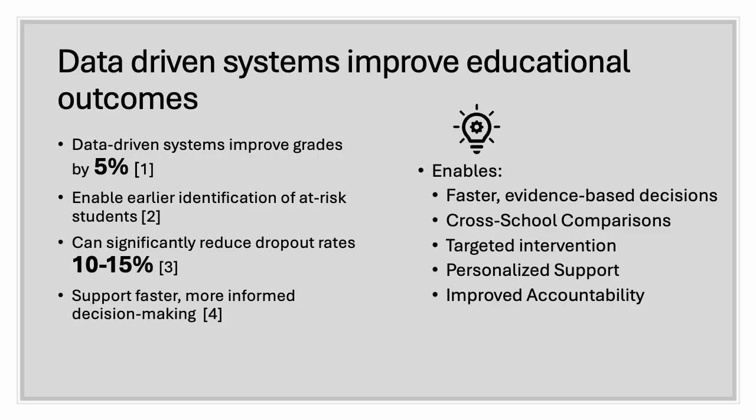So this essentially enables a system where we can have faster evidence-based decisions that can be used to inform school advisors. We can also do cross-school comparisons to see how schools are performing financially or academically, and we can use it for targeted interventions. For instance, one school might need more resources than another, personalized support, and improved accountability for schools that might have a lower net income or students that aren't graduating.